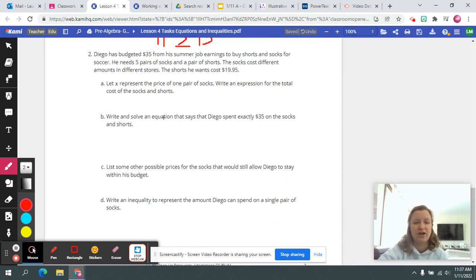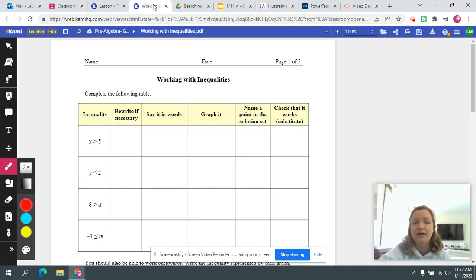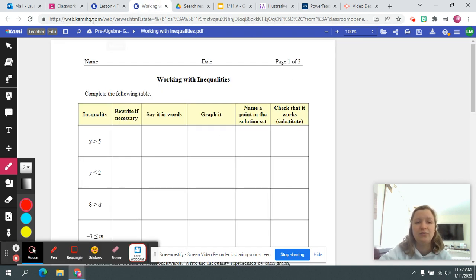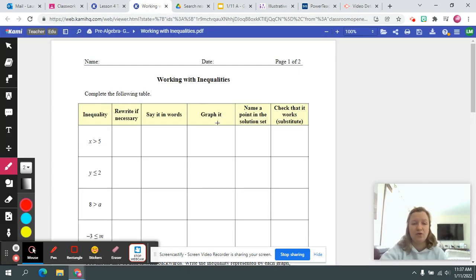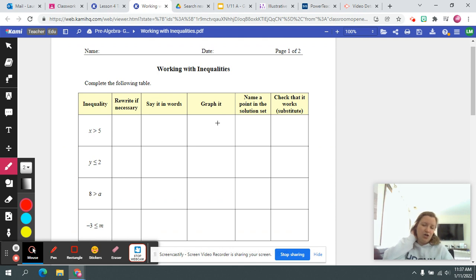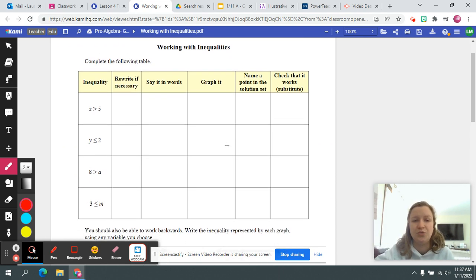So what I'm going to have you guys do is complete number 2 for this on your own, just a few questions. It's very similar to the one we just did, just a different context. And when you're done with that, you're going to move on to the next activity, which is in the same assignment, called Working with Inequalities, where we're going to be looking at how you can actually go through the process of solving these. And this is what your IXL is focusing on this week as well.